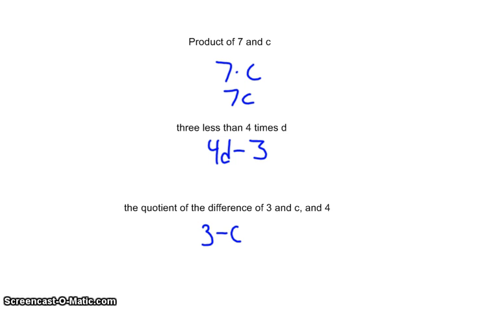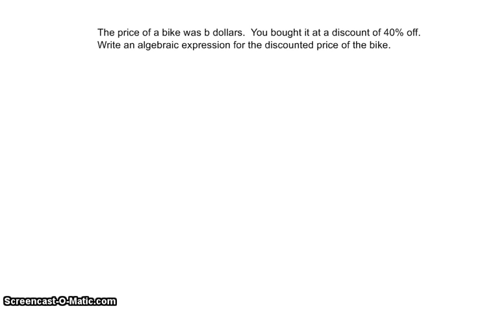Then it's the quotient. Quotient meaning division. Sorry, difference was meaning subtraction. Quotient is division. So 3 minus C, and now I'm taking the quotient of that, so that whole thing, all over 4. The problems we're going to be getting into will require you to be able to do this first. Let's go ahead and look at this and get started.